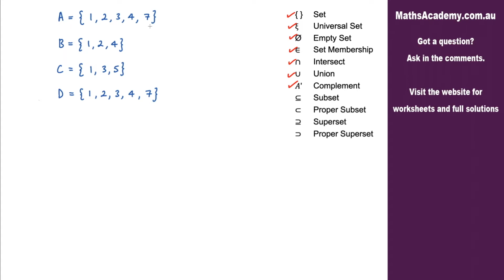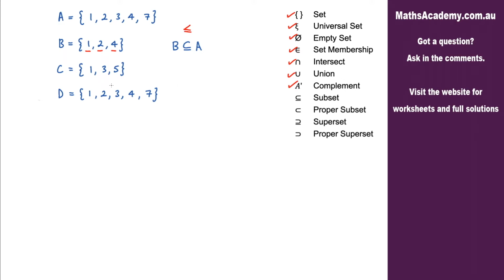Now when I look here, I've got set A. It's got elements 1, 2, 3, 4 and 7. Underneath, I've listed 3 more sets. Let's have a look at set B. The elements in set B are 1, 2, and 4, and those elements are contained in A as well. So what we can say is that B is a subset of A. And when we look at that notation, it looks a little bit, I should remind you, of the less than or equal to. We'll come back to that in a second.